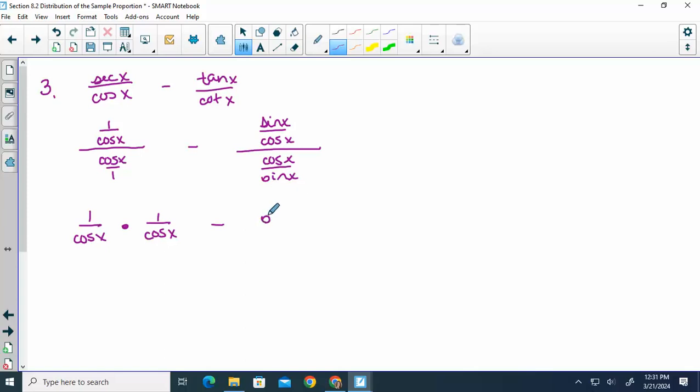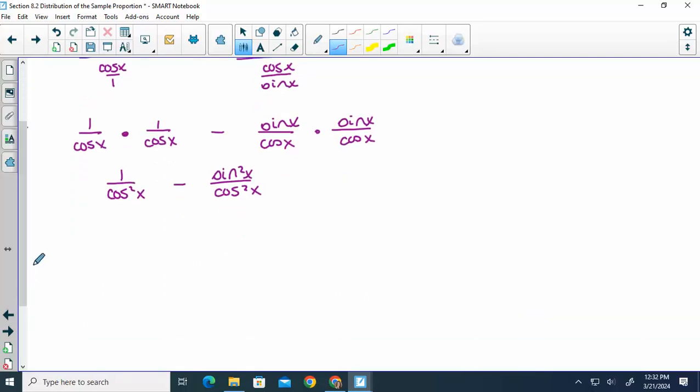Okay, so this would be sine x over cosine x times sine x over cosine x. If you multiply the first ones, what do we get? 1 over cosine squared x. Multiply these, sine x times sine x would be sine squared x over cosine squared x. Everyone with me? What could I do from here?